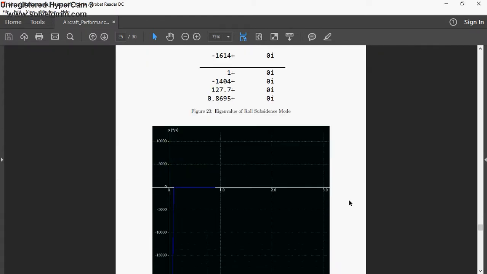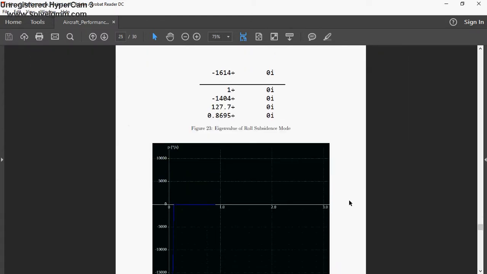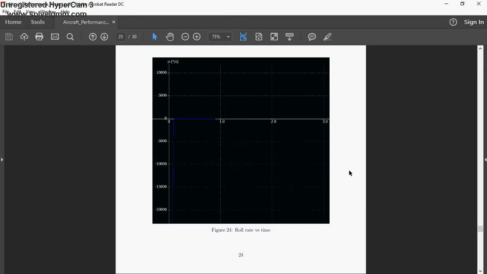Coming to roll subsidence mode, we expect heavy damping, and thus our eigenvalue shows a negative value, a very large negative value. And from these graphs, we can see how quickly it comes back to equilibrium position, which is under 1/10 of a second. And then the Dutch roll mode.